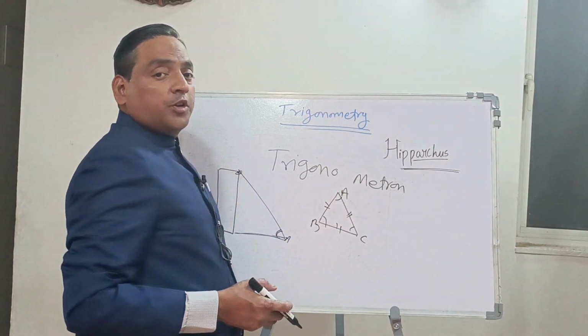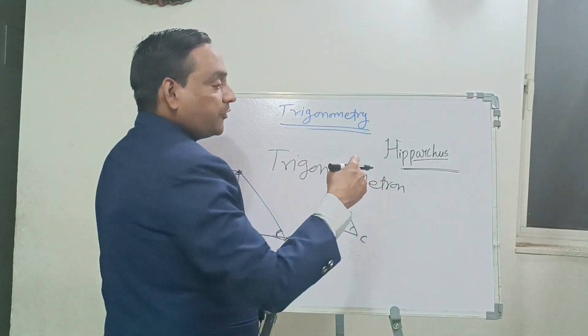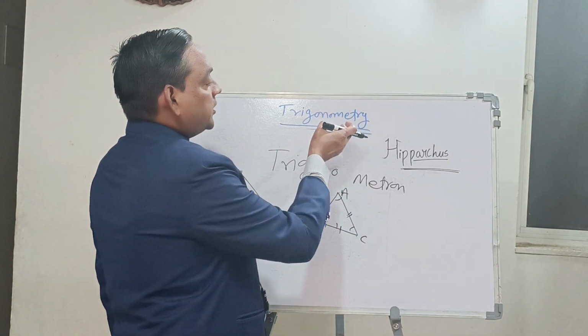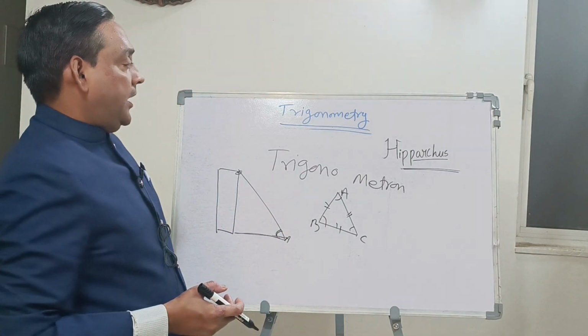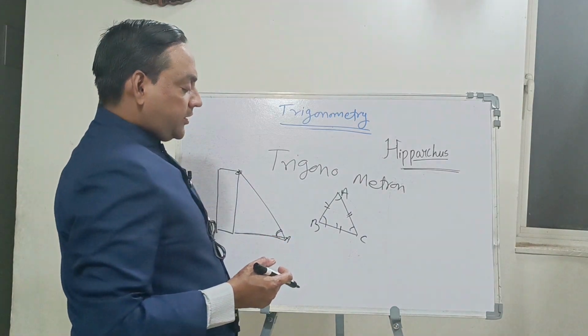If you are going for science or commerce, trigonometry is the main part. Afterward you will get calculus, differentiation, integration, and there also we have to use trigonometry. So it's the main part. Now in trigonometry mainly we have 6 things.